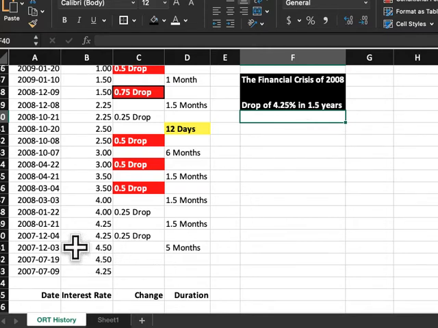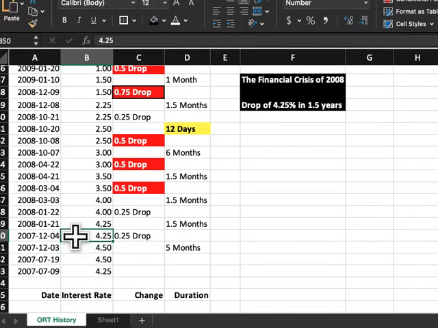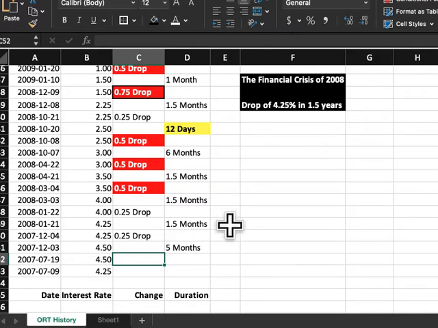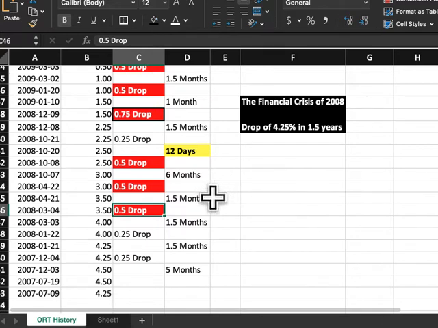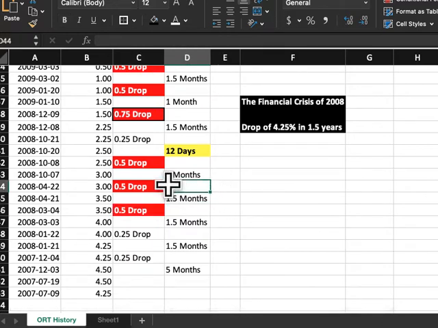And so in December 2007, on the fourth day, the overnight rate target dropped 0.25%. Okay, and so then it dropped again 0.25% only a month and a half later. And then another month and a half later, it dropped 0.5%, which is much more significant. Okay, and then another month and a half later, another 0.5%.